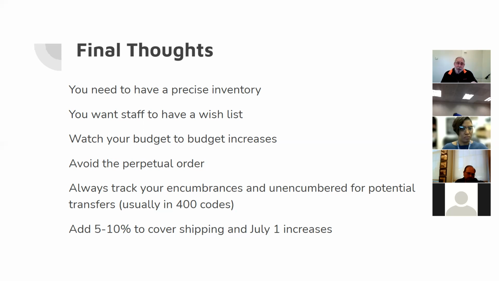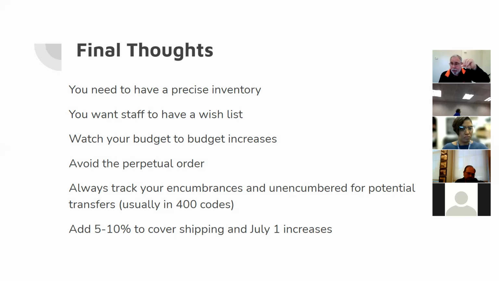That's why you have to know where everything is. Track your encumbrances and unencumbers for potential transfers. The 400 and 500 codes are the only codes where you have the freedom to move money out of one into the other. So if you have a surplus in, let's say, your officials code, because you're not going to know how many games you play, you put $100,000 in your officials code and you're only going to spend 80, it looks like, when you get into the spring.